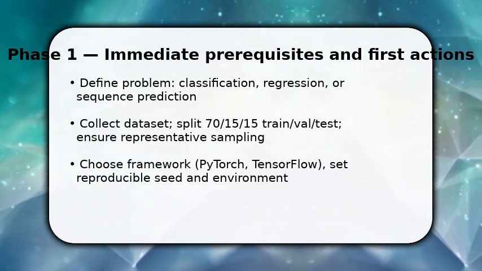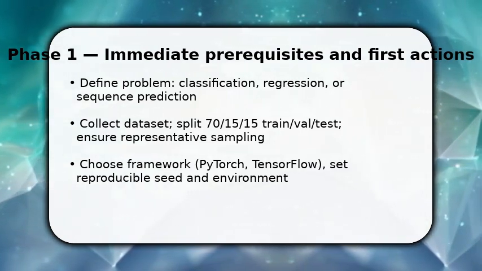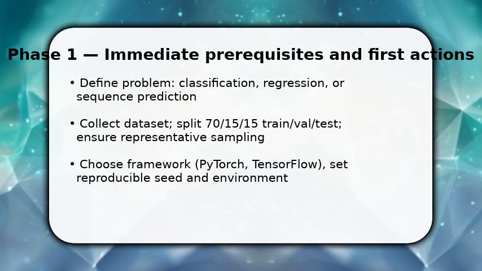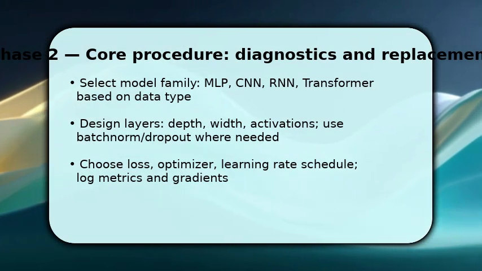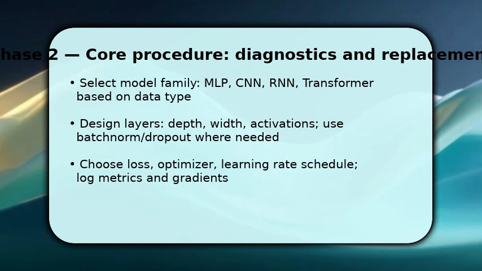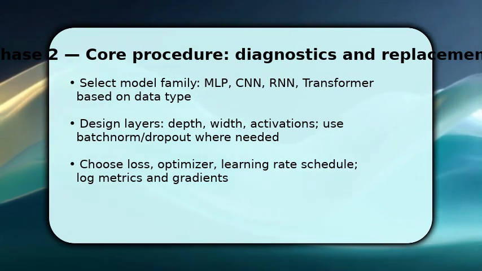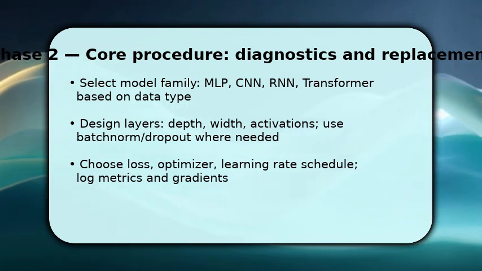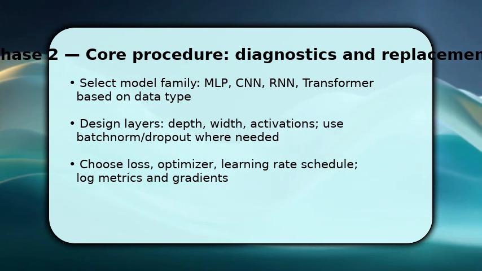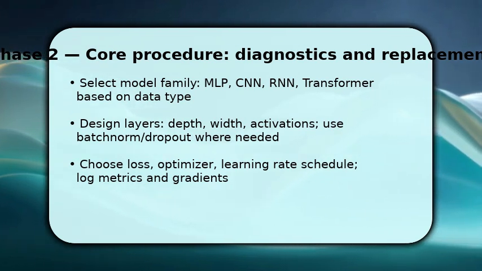Make sure to inspect data distributions and label balance now, because early corrections save hours later. You choose an architecture aligned to your data. Images lean toward CNNs, sequences prefer RNNs or transformers, because inductive bias speeds learning. Then design layer depth and width, pick activations, and add normalization or dropout to control variance.